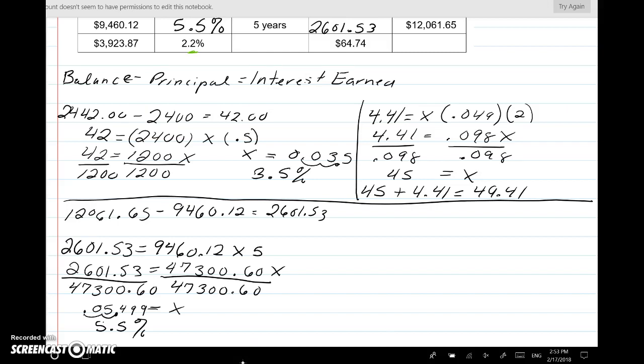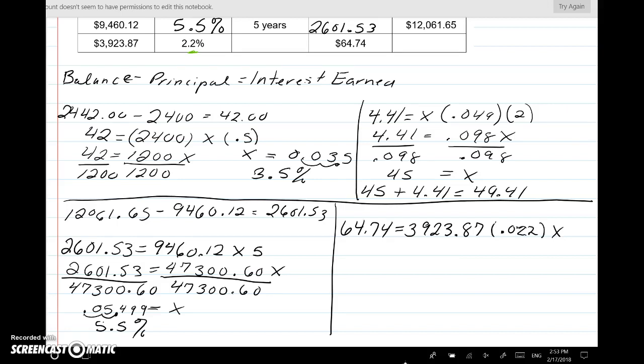Okay, last one. Here we go. I have my interest, which is $64.74, equals my principal, $3,923.87. I even have my rate. I'm just going to turn that into a decimal, 0.022. And I'm missing my time.